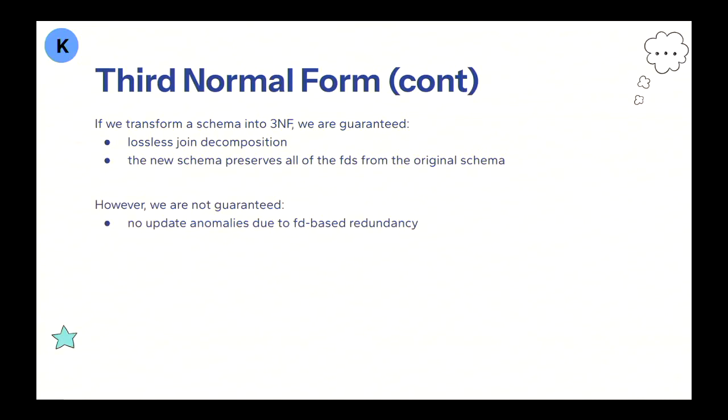However, for third NF, we are not guaranteed to remove update anomalies due to functional dependency-based redundancies. So in practice, whether to use BCNF or third NF depends on the overall design considerations. It depends on whether you want less chance to have anomalies or you want better performance. So these are the design choices.